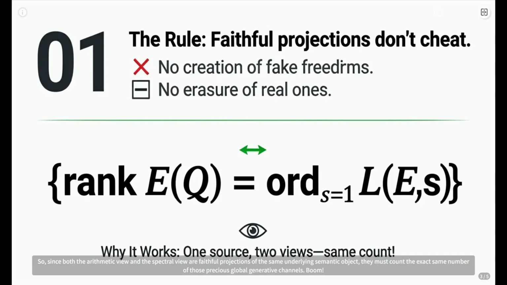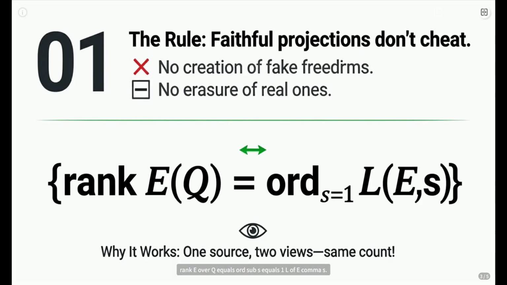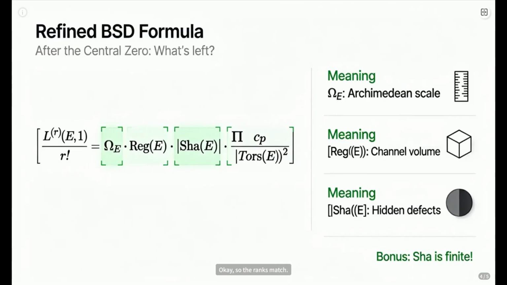So, since both the arithmetic view and the spectral view are faithful projections of the same underlying semantic object, they must count the exact same number of those precious global generative channels. Boom! Rank E over Q equals the vanishing order of L(E, s). Simple, elegant semantics.